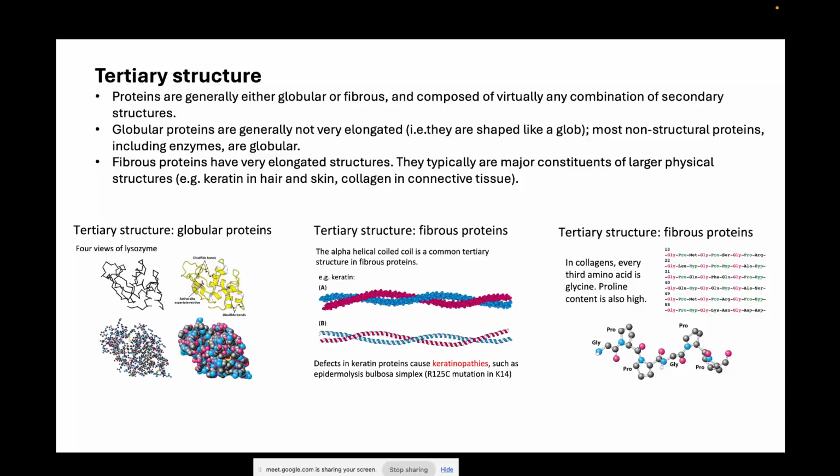Now, globular proteins are not very elongated and they are shaped like a glob, a ball-like structure. Most non-structural proteins, including enzymes, are globular in nature. So if you can imagine, why do enzymes have to be globular in nature? If you know about how enzymes work, enzymes have an active site inside their protein, which is a small set of a few amino acids where the substrate goes and binds to the enzyme, and the catalytic process happens after the substrate binds.